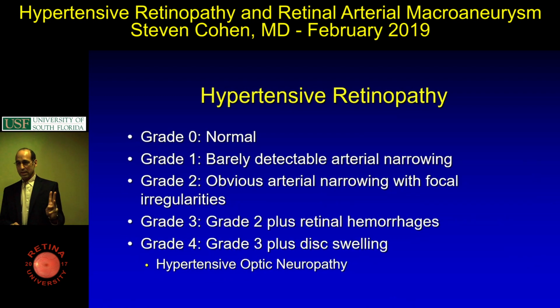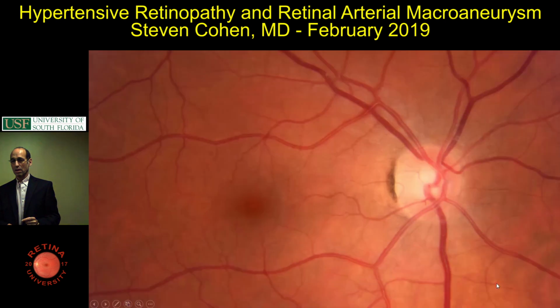So there's 4 grades of hypertensive retinopathy. Grade 0 is normal. 1 is arterial narrowing. 2 is obvious narrowing with irregularities, which is the AV nicking. So grade 2 has AV nicking. Grade 3 is AV nicking with hemorrhage. Grade 4 is grade 3 plus disc swelling. So those are your 4 grades, which apparently are also, again, not that related to actual hypertension, except for 3 and 4, where you really got to check.